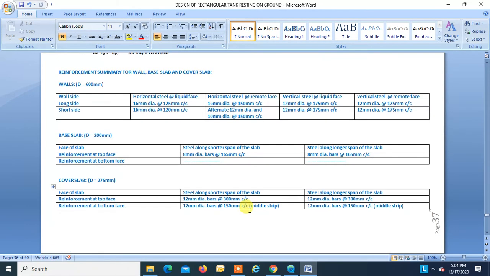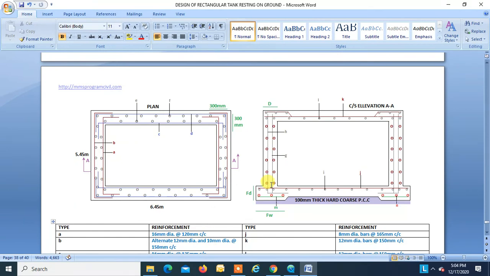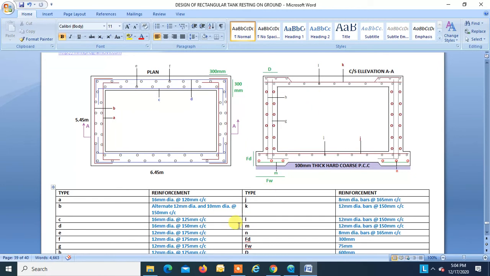Let me show you in the figure. So this is our cover slab. We are providing 12 mm dia bar at about 150 mm center to center in both directions. So this is L. You can see L, that is 12 mm at 150 mm.